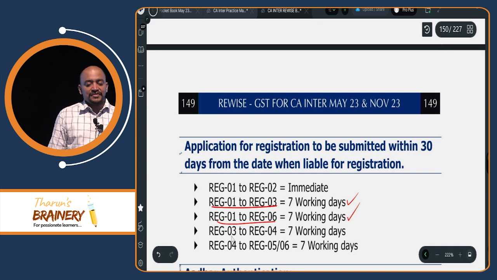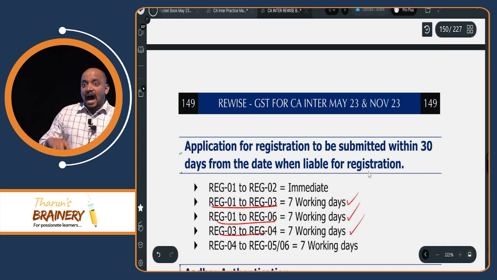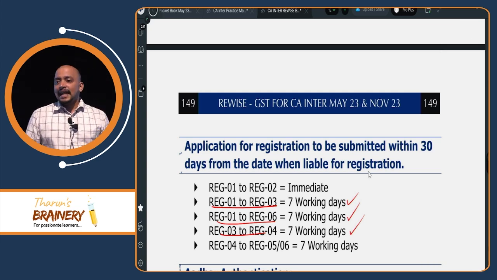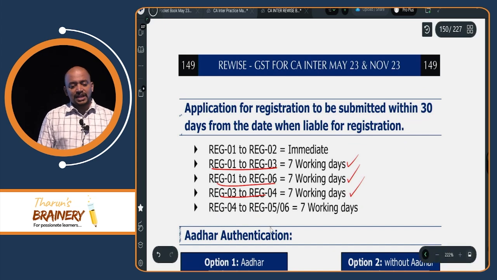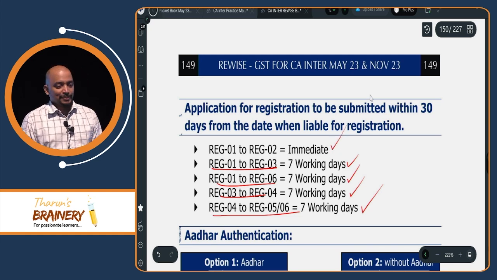What is the time limit within which we need to give reply to the notice? 7 working days. Again, after giving reply to the notice, within 7 working days, either they will give the registration certificate or they will reject the application. Understood? And acknowledgement will be immediate. Once you make application, immediately you will get acknowledgement.